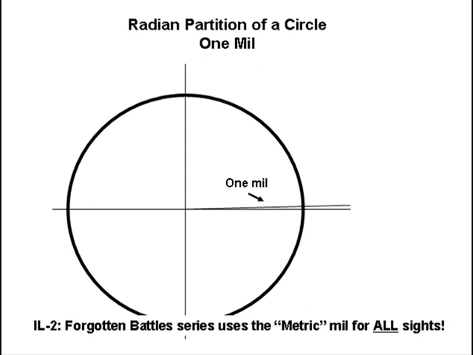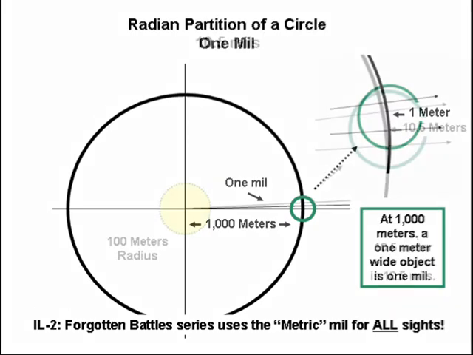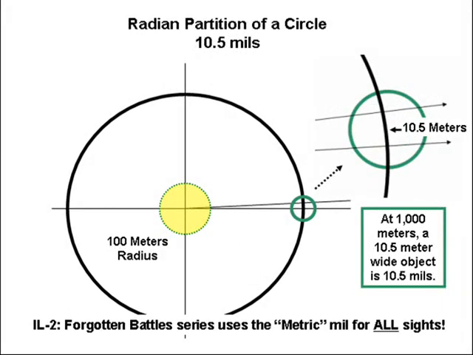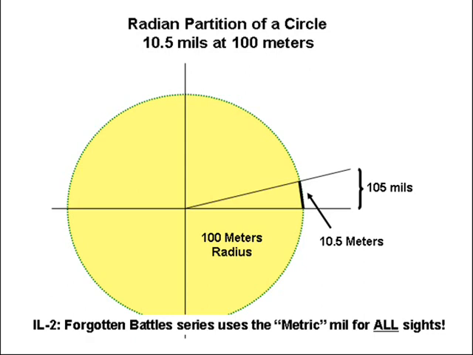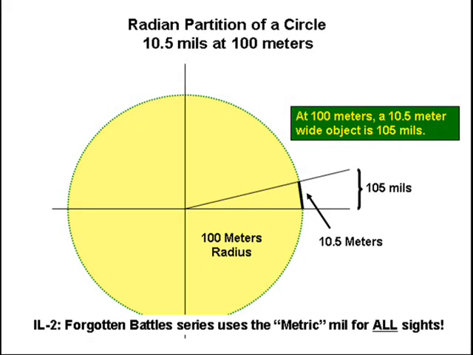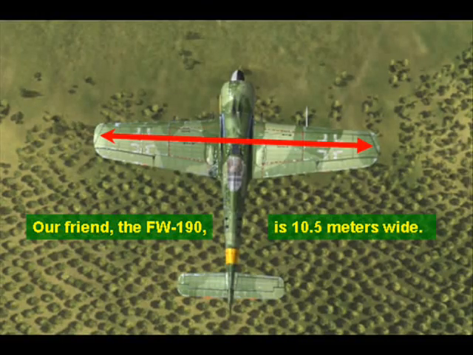The really neat thing is if you take 1 mil and a radius of 1,000 meters, the distance on the circle is 1 meter. To get 10.5 meters, we use 10.5 mils. Now let's take that distance down to 100 meters. At 100 meters, that 10.5 meters is 105 mils. At 105 mils, at 100 meters, the object is 10.5 meters wide. Who cares? Why is this important? Because our good friend the Focke-Wulf 190 is 10.5 meters wide.